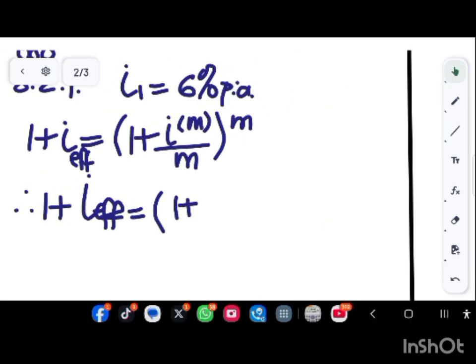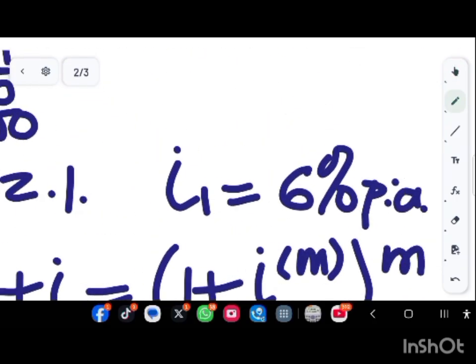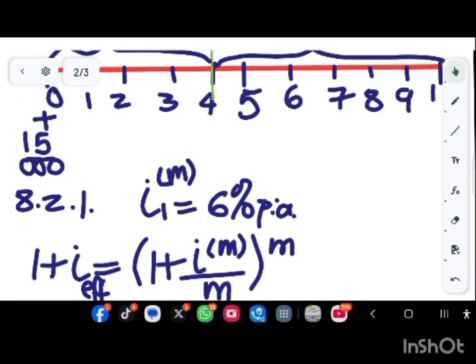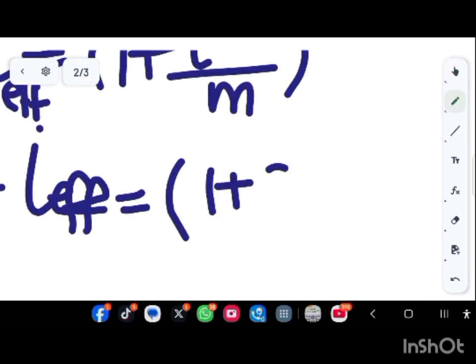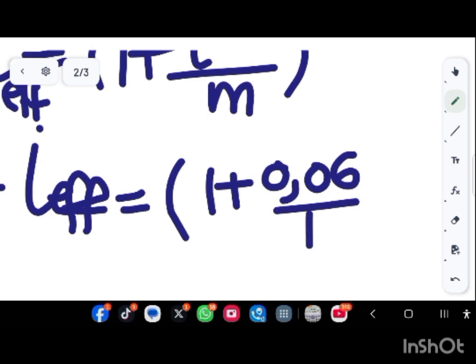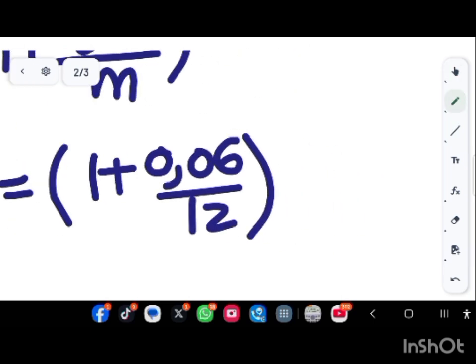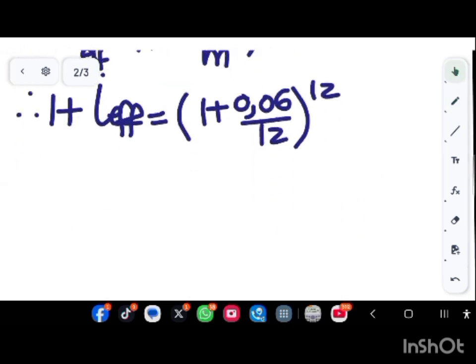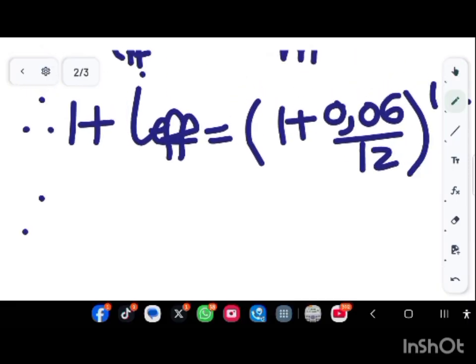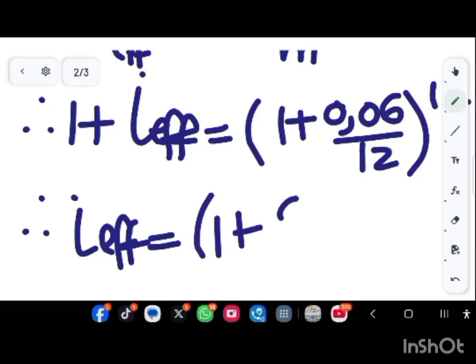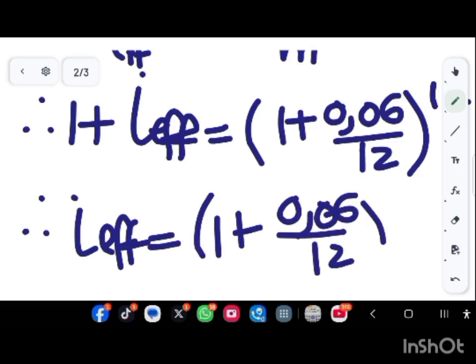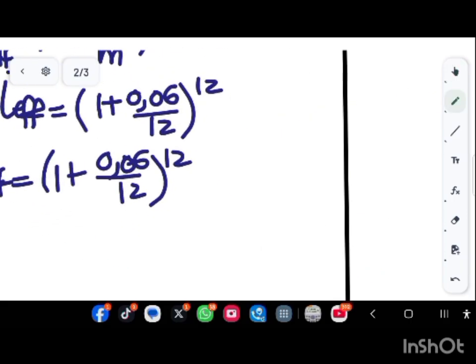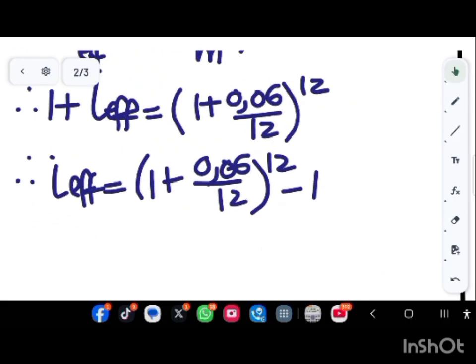So this is your I m. Your I m is 6%, so that will be 0.06, and then your m is 12. Always convert them to decimal format. They are so much easier to work with. So therefore, I effective will be equal to 1 plus 0.06 over 12, all to the power of 12, minus 1, which is coming from the left-hand side.